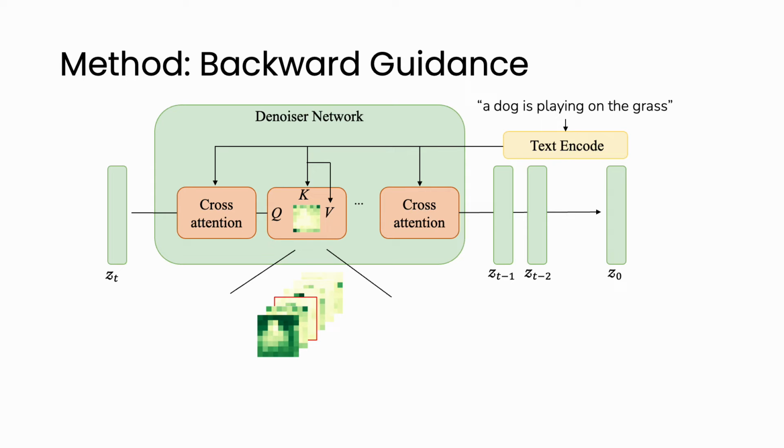The second approach is called backward guidance. Here we also take out the cross-attention map of the word dog. But in contrast to the forward guidance, we do not hardly change the cross-attention map. Instead, we design an energy function and compute the loss between the cross-attention map and the given bounding box. After that, we backpropagate the loss to update the network latent.